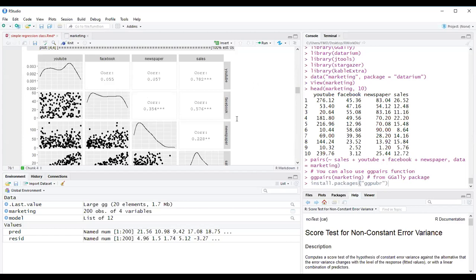So let's take a look at our correlation. First is the correlation between sales and YouTube. Sales and YouTube, the correlation is 0.782. And the 3 stars there indicate that it's statistically significant. So we can infer that the correlation between sales and YouTube is not 0. In fact, it's 0.782, which is quite a strong correlation.